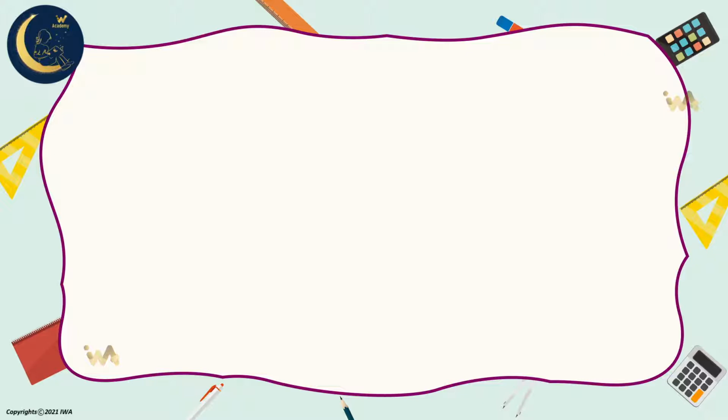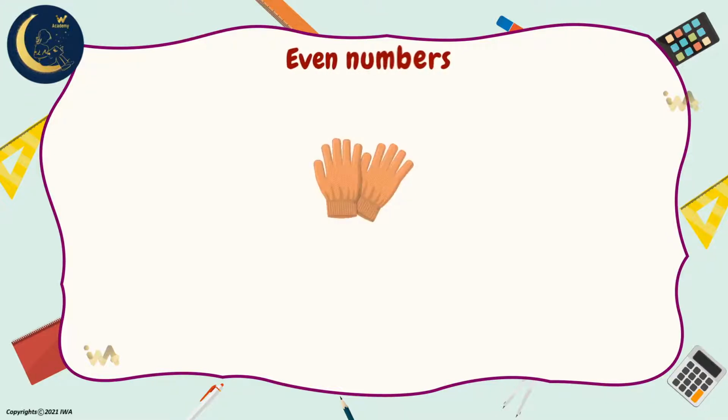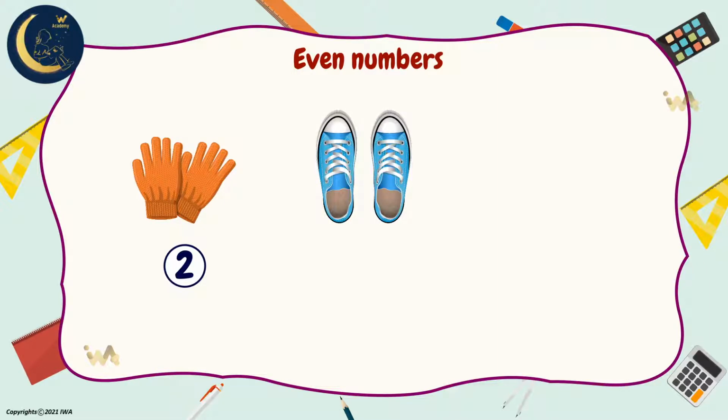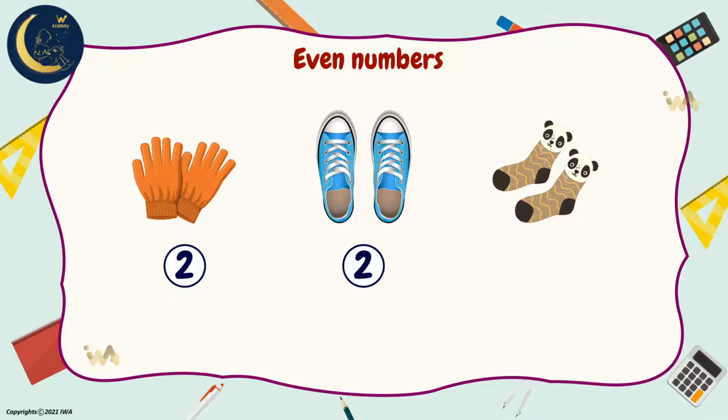Hello, my friends. Look at these pair of gloves. They are beautiful. How many gloves are in this pair? 2. Good job. And this pair of shoes? How many shoes are in the pair? Correct, 2. And this pair of socks? How many socks are there?